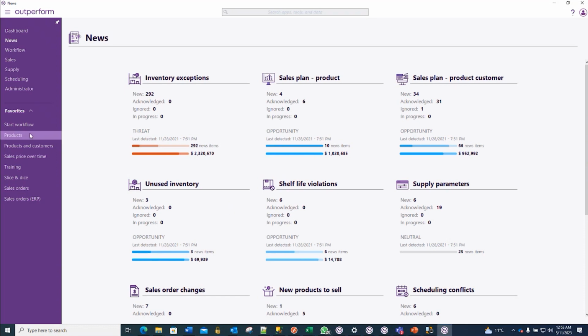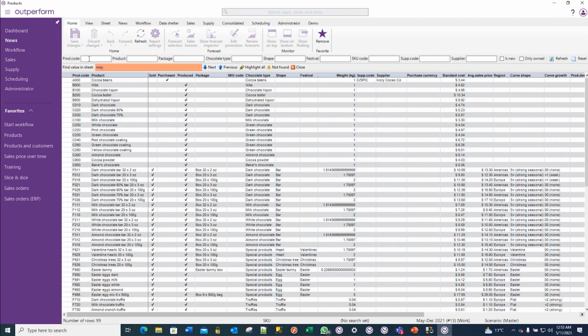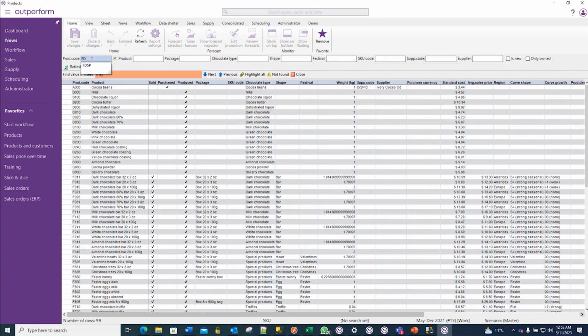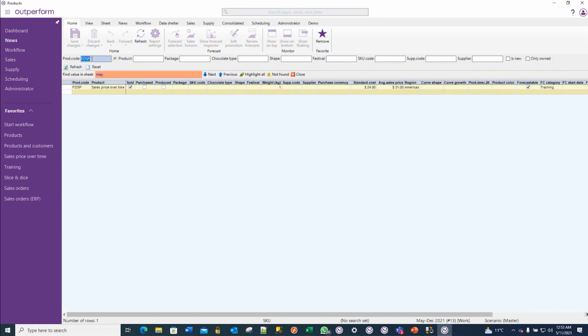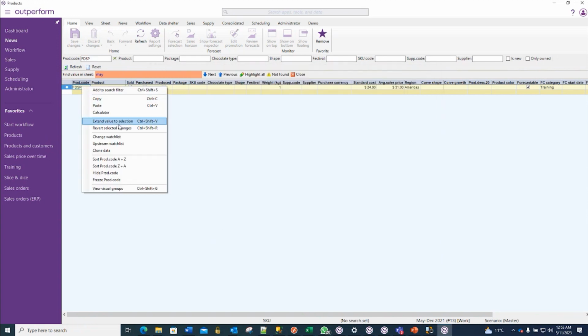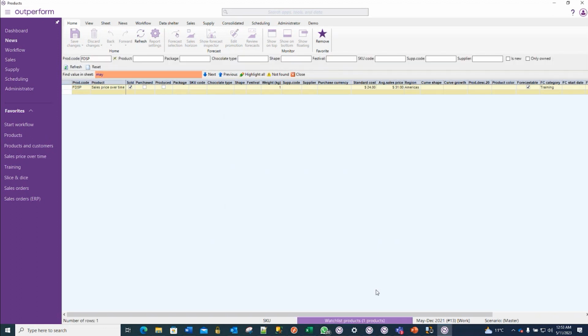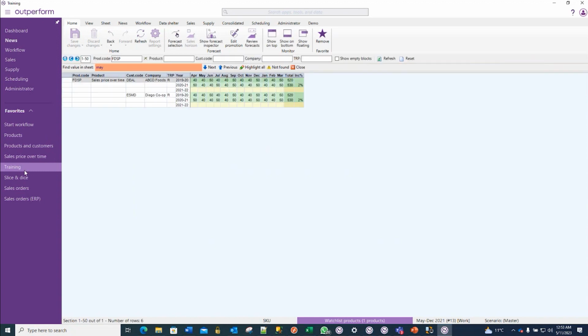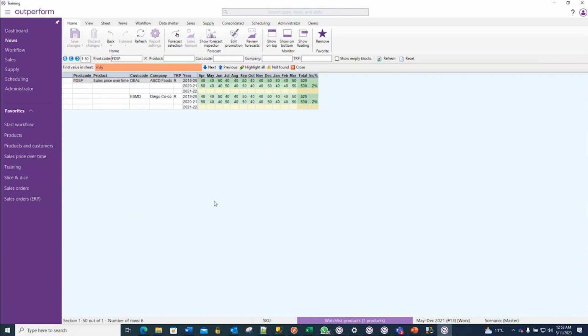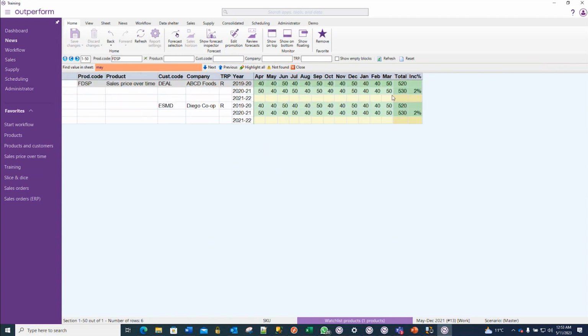and go to our favorite product, FDSP. That's the training product. Might as well put that into my watch list and switch that on. And let's go to a report, a sales report training that shows how much we've been selling in prior 2 years from now. We've not made any sales plan for the future.